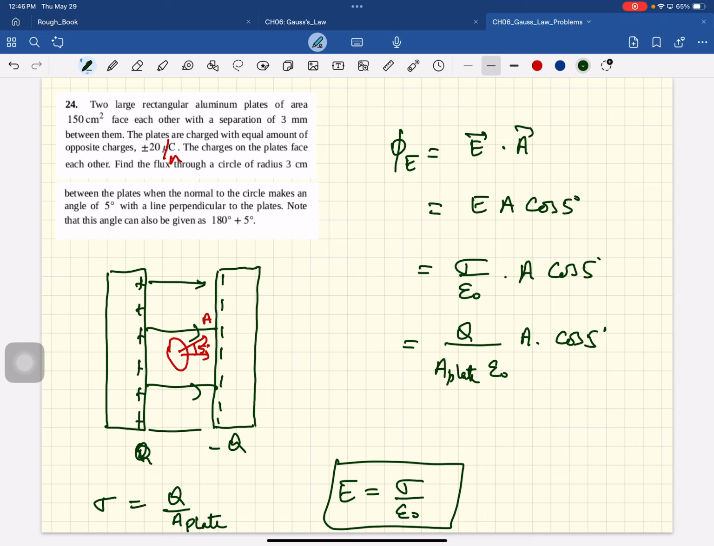Okay. By the way, what are the units for flux? Units for electric fields are Newton per Coulomb, and you'll see that that's also equal to volt per meter. Newton per Coulomb, meter square. Okay. All right. So now let's put in these guys.